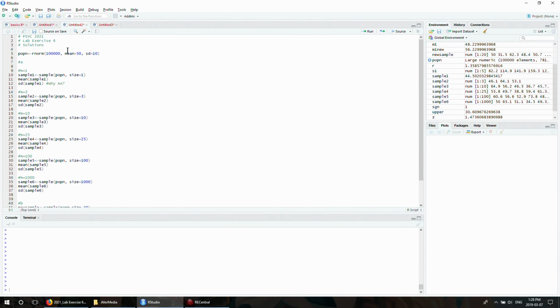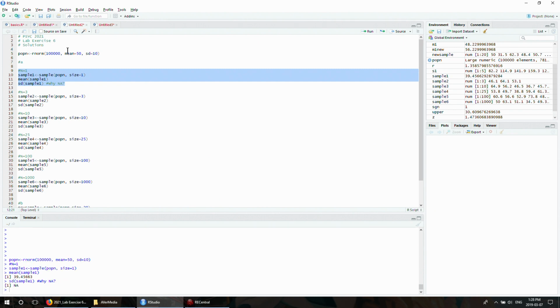So I'm going to try and type a little softer this time because it was a bit loud in the last video. But for pop_n, we're storing the variable pop_n random numbers from normal distribution, 100,000 draws, mean of 50, standard deviation of 10. So that created a set of numbers.